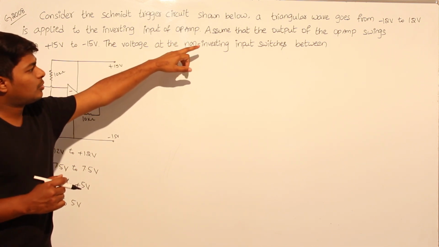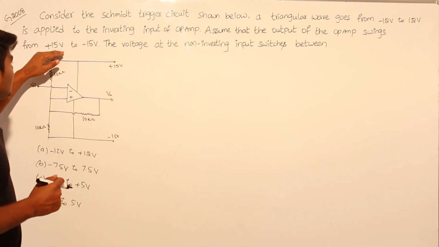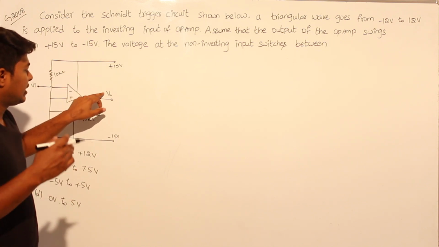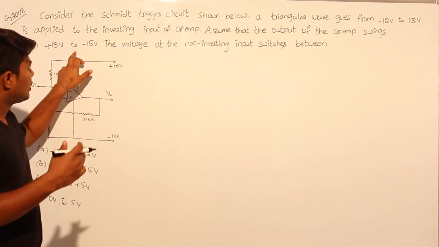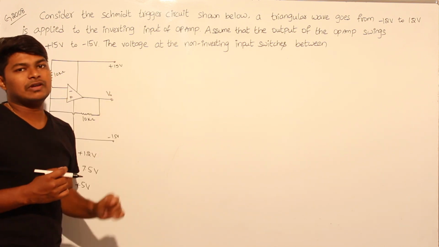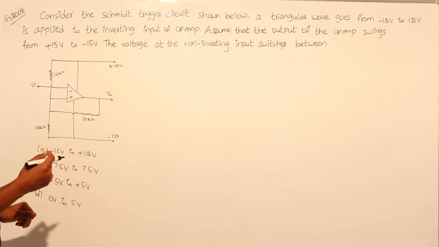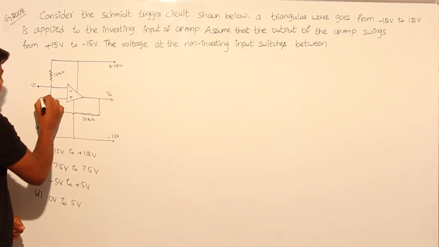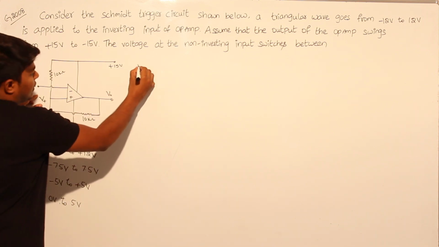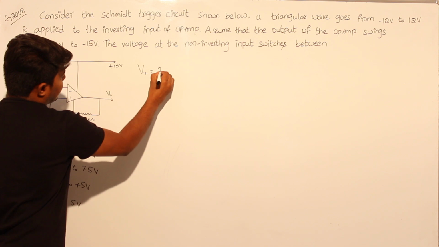Assume that the output of the op amp swings from plus 15 volts to minus 15 volts. Here this is the output, swinging from plus 15 to minus 15. The voltage at the non-inverting input switches between. They are asking what is the voltage at this non-inverting input, V plus, and what range it varies over.